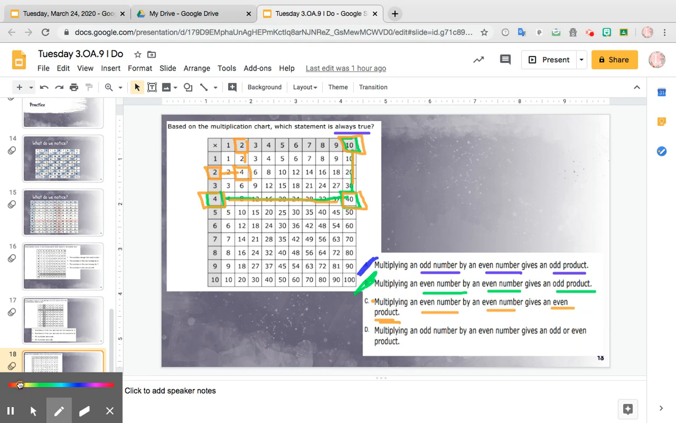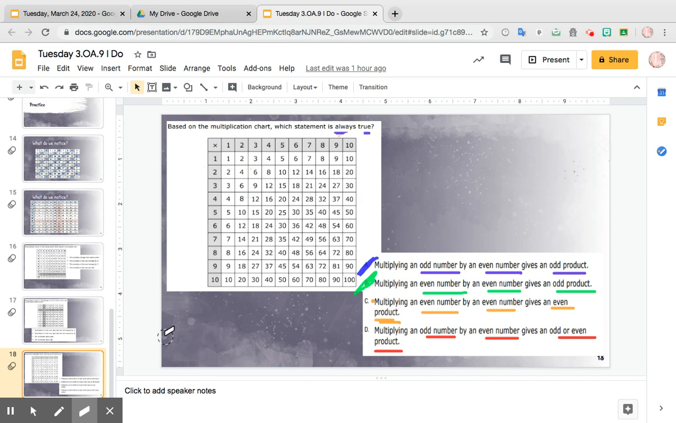But I need to go and make sure. I'm going to go and try to eliminate D. It says multiplying an odd number by an even number gives me an odd or even number. So let's erase some of this. Because it sounds like I need to take a look at a few examples because it says it could give me an odd or an even. Well, let's see. We're multiplying an odd number. So let's do 1. Multiplied by an even number, so 4. Well, that gives me the number 4. So it gave me an even.